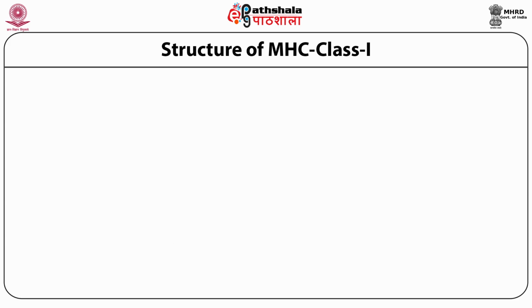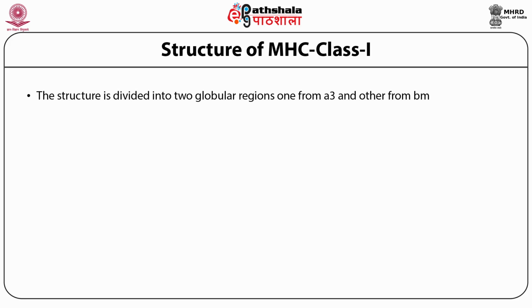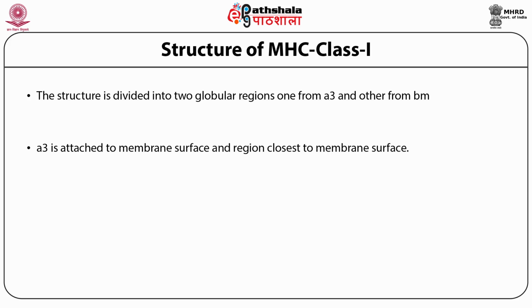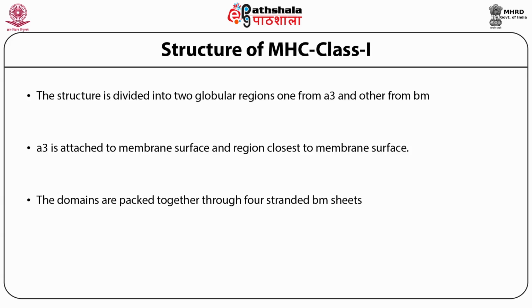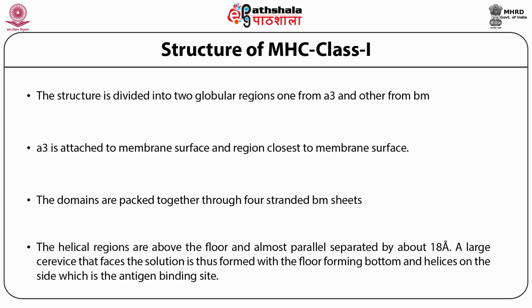The structure of MHC class 1. The structure is divided into 2 globular regions, one from alpha 3 and the other from beta-2 microglobulin. Alpha 3 is attached to the membrane surface and is the region closest to the membrane. The domains are packed together through a 4-stranded beta sheet. The helical regions are above the floor and almost parallel, separated by 18 angstrom. A large cleft that faces the solution is thus formed, with the floor forming the bottom and the helices the sides, which is an antigen binding site.